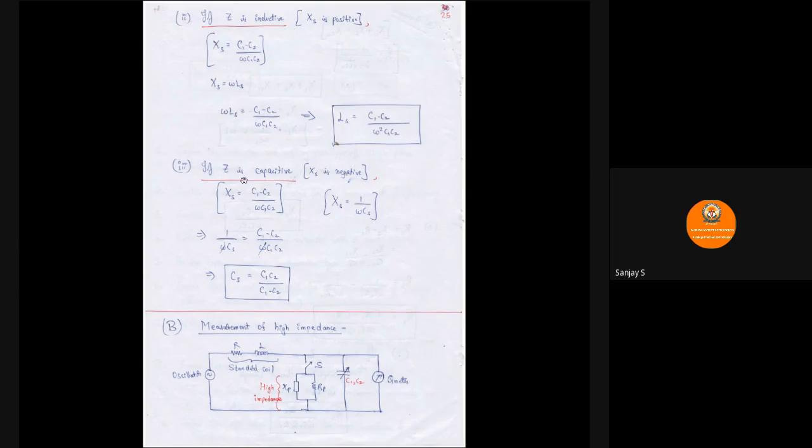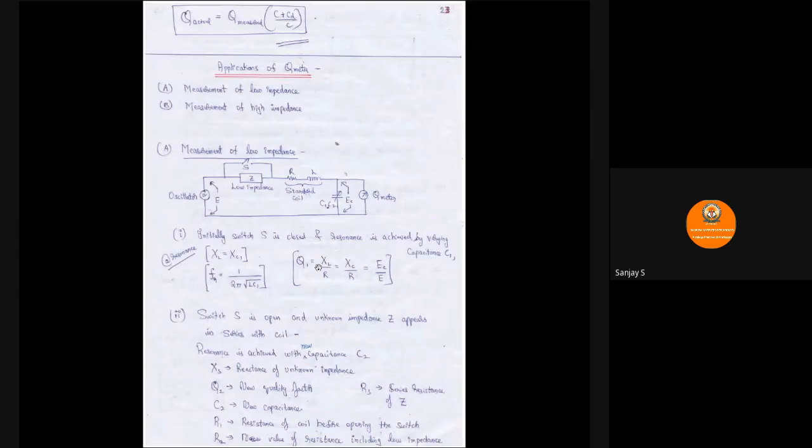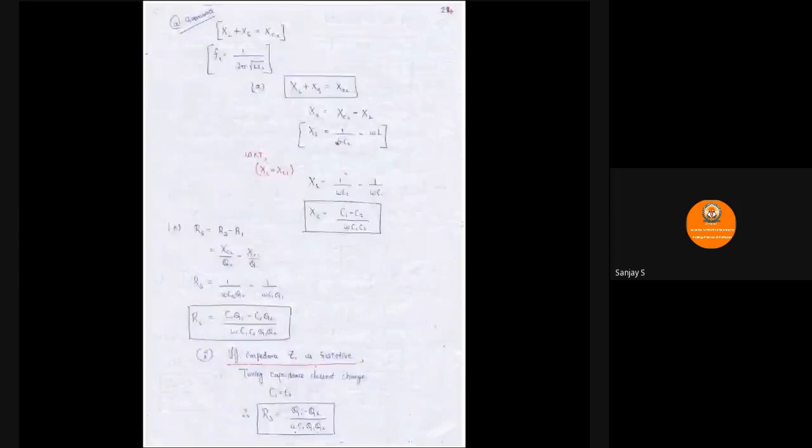In case the unknown impedance happens to be capacitively dominant, then XS will be negative. So XS will be the same formula, C1 minus C2 by omega C1 C2. In place of XS, I go for omega CS to calculate the capacitance. So CS will be C1 C2 by C1 minus C2. So this is how we can measure low impedance using Q meter.